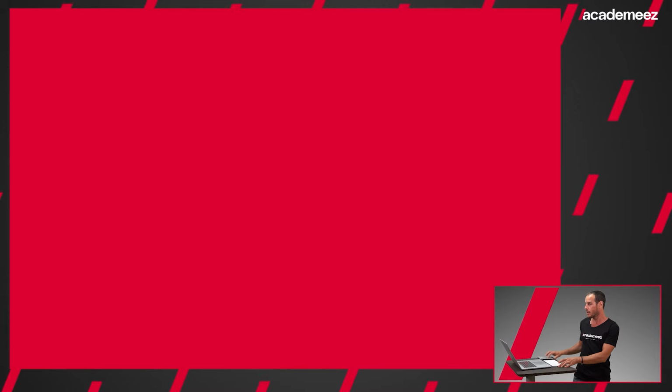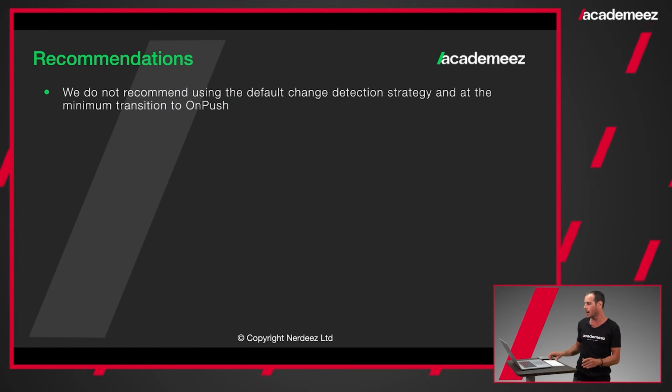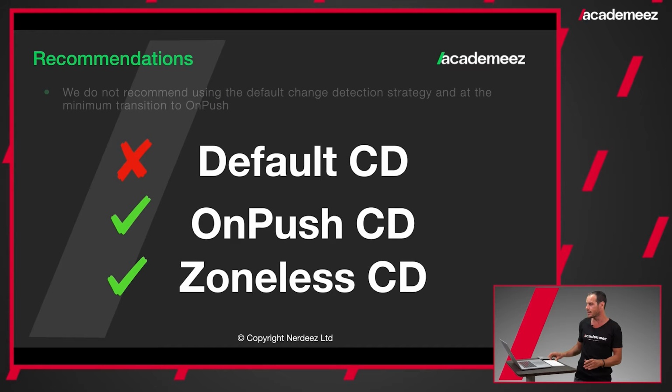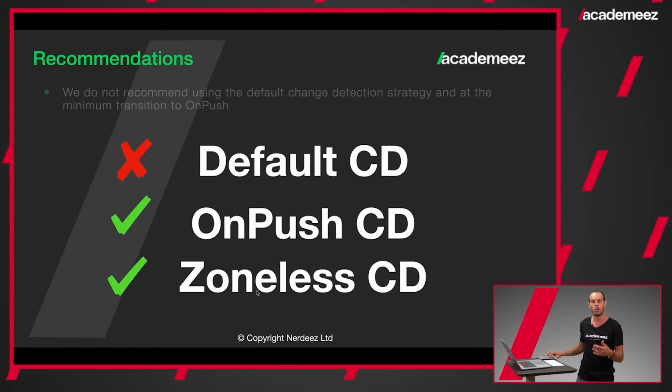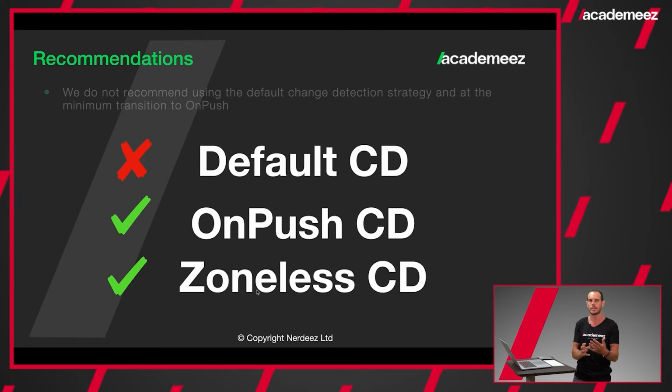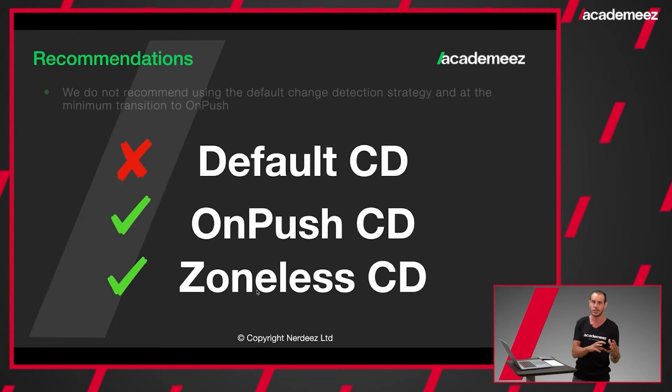So we highly recommend not to use the default change detection. Instead, use either OnPush or zoneless. In addition, you don't have to make your entire Angular app zoneless. You can adopt zoneless incrementally by having a subtree of your components work in zoneless. We'll cover this later in this lesson. Then you can make that subtree a bit larger until it encapsulates your entire tree of components, and then you can transition your entire Angular app to zoneless.